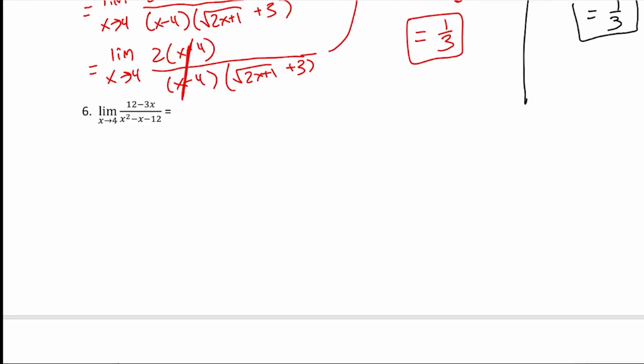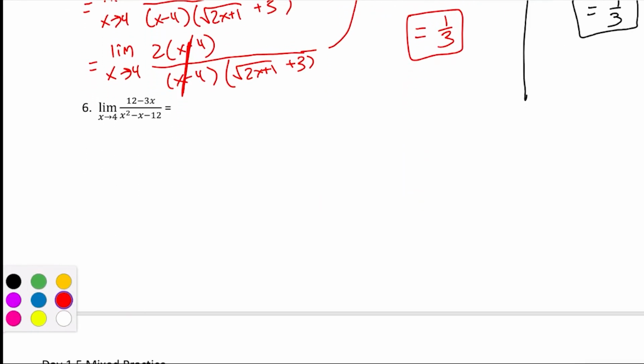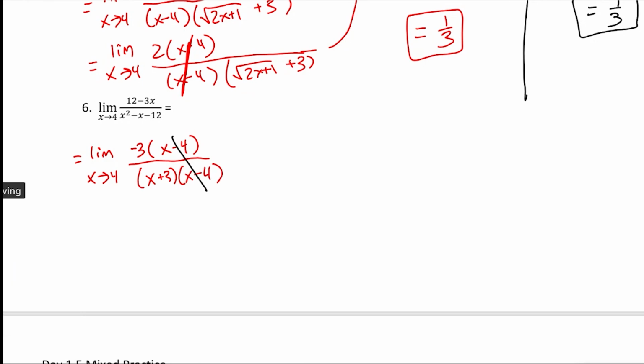Number 6, I guess maybe I could do both here. Here we just want to really factor. So this is going to equal the limit as x approaches 4 of negative 3 times x minus 4 over x plus 3 times x minus 4. So the x minus 4s are going to reduce. And that really only works with these limits here. The limit as x approaches 4 of negative 3 over x plus 3. Now I can substitute in that 4. So I'm going to get negative 3 over 4 plus 3 is 7. So I get negative 3 over 7, and that's my answer.